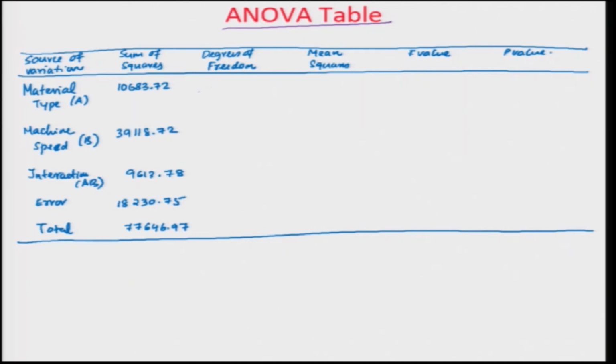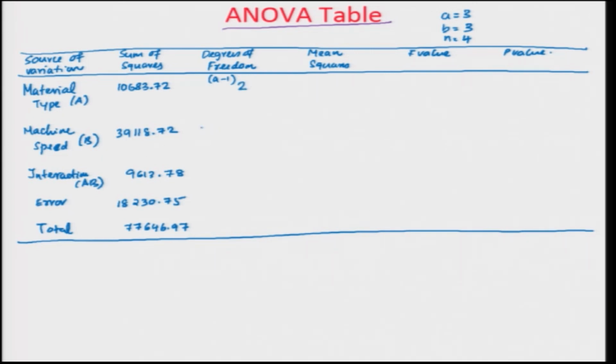Degrees of freedom for A is A minus 1, and we know the value of A is equal to 3, B is equal to 3, and N is equal to 4. So A minus 1 is 3 minus 1, so that value is 2.